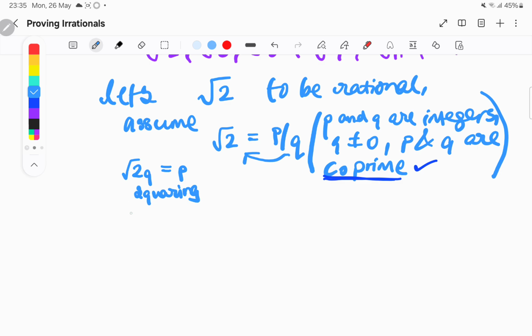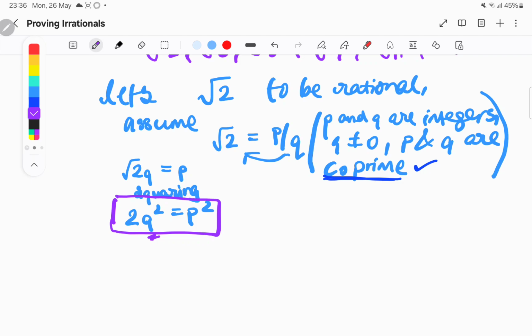So on squaring this, we will get root 2 whole square, which is 2, and 2q square is giving us p square. Now this is very important. This is the first conclusion which we have reached. Now that 2 into q square is equal to p square, you can see that this q square, if I bring it to this side, is divisible by p square.